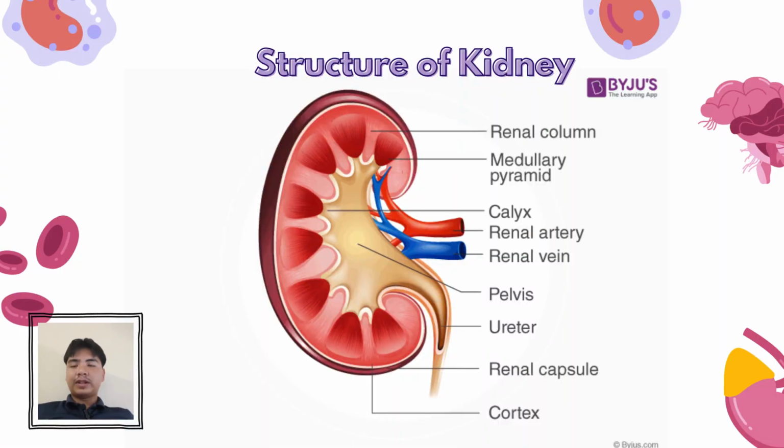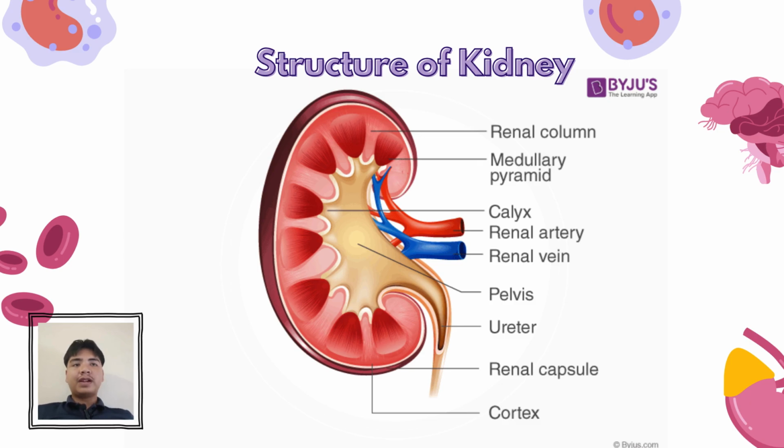I'm going to show the structure and the functions of the kidney. So we show the structure of the kidney first. The kidney has the renal column that provides structural support and contains blood vessels. Then it has the medullary pyramid that helps concentrate urine by reabsorbing water and salts. It also has the calyx that collects urine from the pyramids.